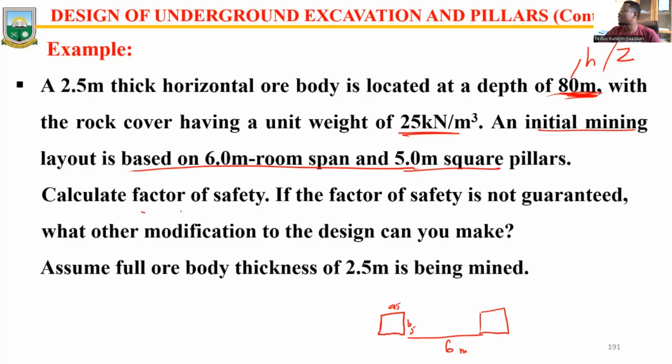So calculate the factor of safety. If the factor of safety is not guaranteed, what modification to the design can you make? Assume the full ore body thickness is being mined out. So if you are mining the full ore body thickness of 2.5, what can you do? It means that in the modification you are going to make, you are not going to tamper with our ore body. Let it be. We need it all. So that is what is there.